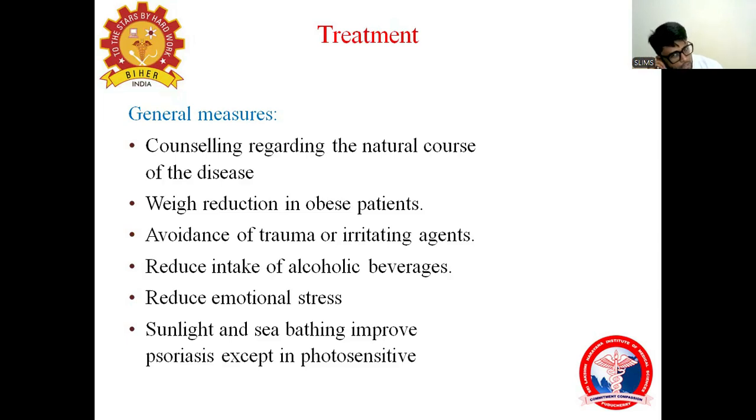So what are the different modes of conservative management? Weight reduction in obese patients will reduce the metabolic complications. Avoidance of trauma, and reduce alcoholic beverages as they trigger the flare. And you have to reduce emotional stress and sunlight exposure. Sunlight exposure can be a trigger in some cases.